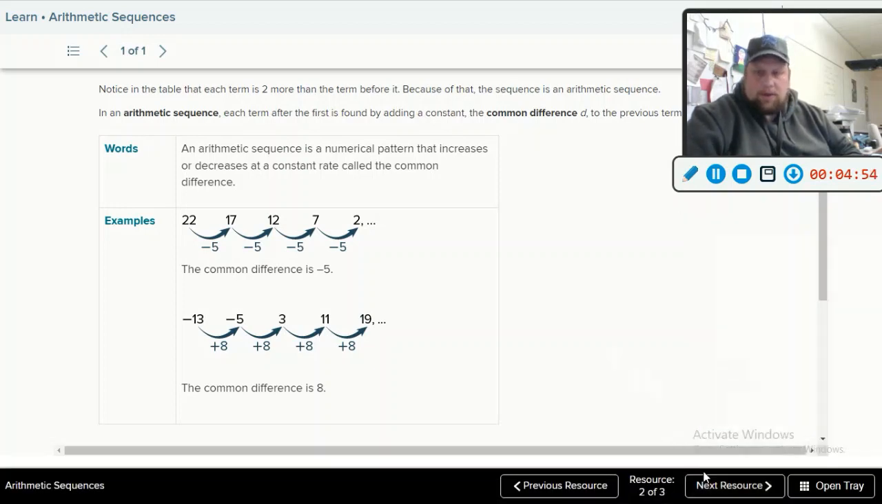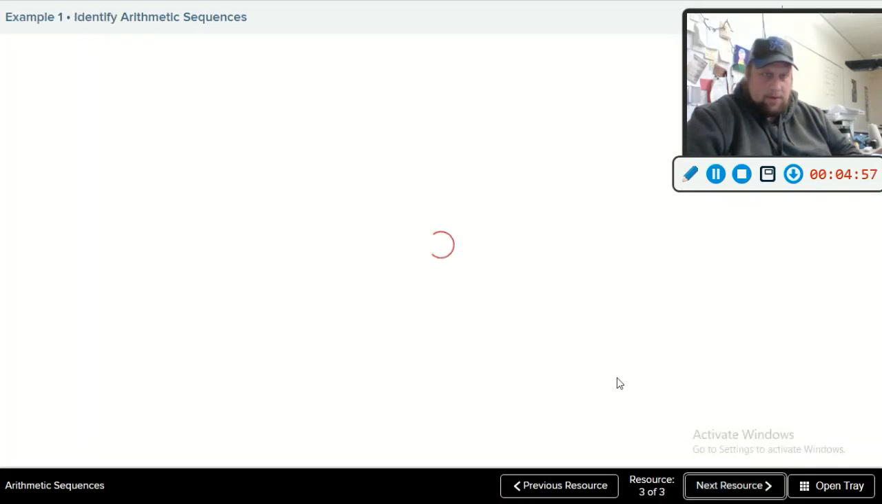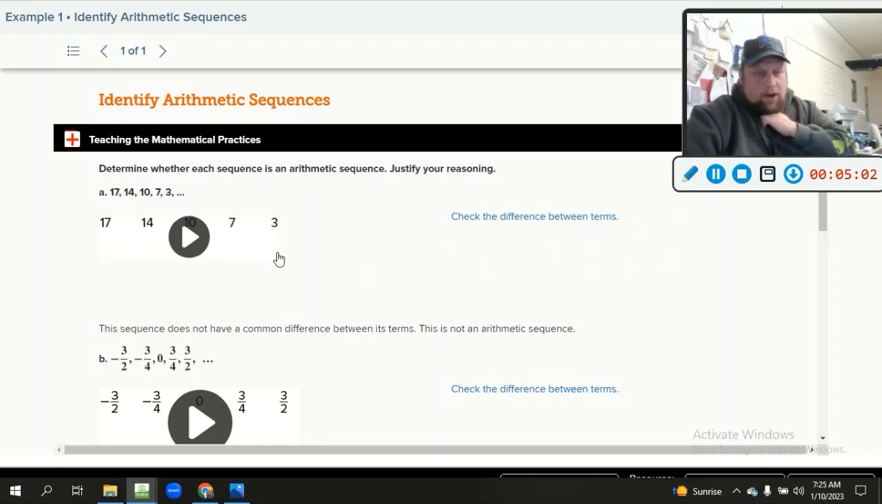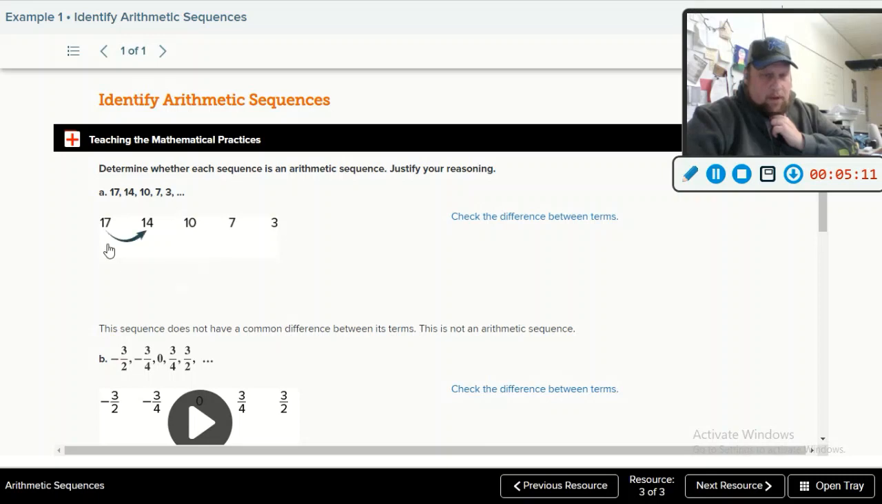I'm just going to walk you through this example a little bit so you can see what's going on. Okay, determine whether each sequence is an arithmetic sequence. Justify your reasoning. First, we got to check the difference between them. We're going to have -3, -4. Is that the same? We see there's a pattern here. There's clearly a pattern, but it is not the same. It has to be a common difference. This can still have a pattern to it, but it is not an arithmetic sequence. So because of that, it's not constant, not an arithmetic sequence.